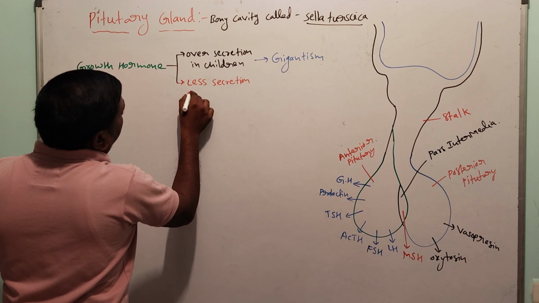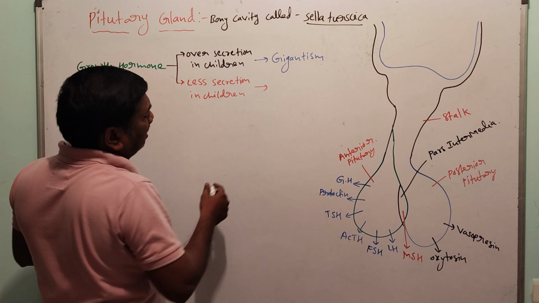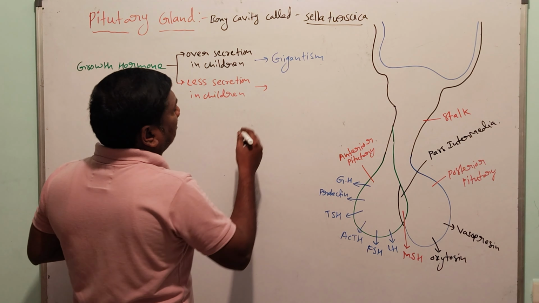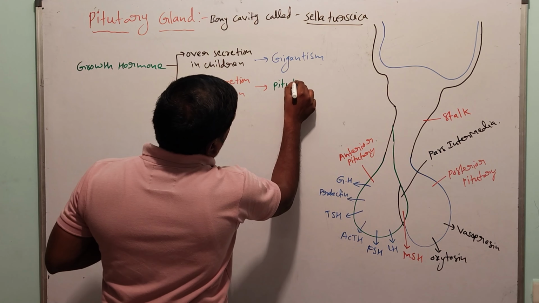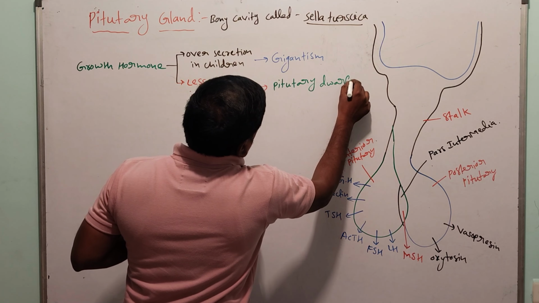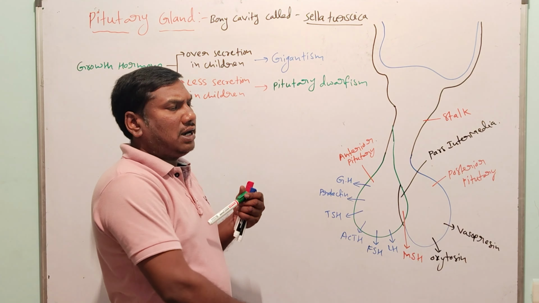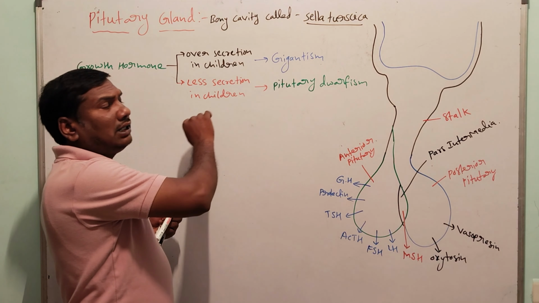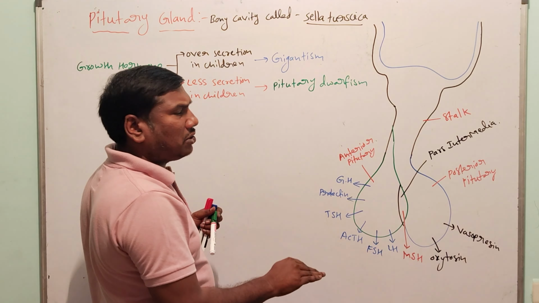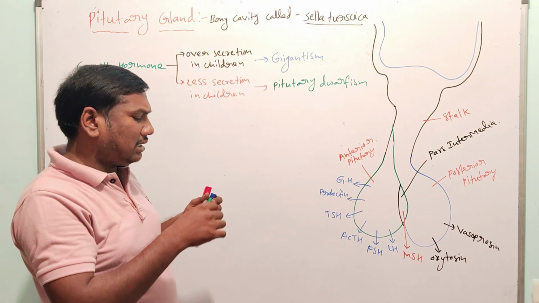Next one, less secretion. Less secretion in children leads to pituitary dwarfism. Pituitary dwarfism means a short structure. So with more secretion there is fast growth and tall structure; with less secretion they are short in structure. So these are the effects of growth hormone in children: over secretion and less secretion.